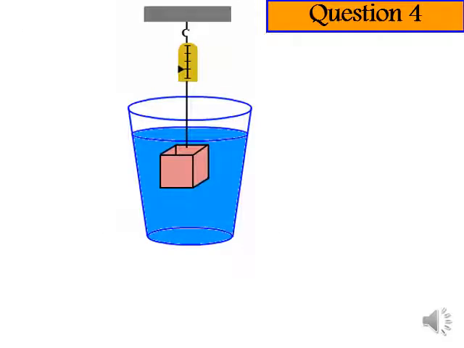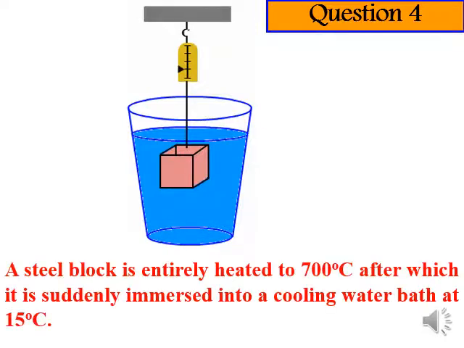Now the last question is a different situation of cooling a steel block. I just immersed the block in a huge bath of water, cool water. So now the cooling is coming from below. In the previous example, the cooling comes from the top. Now the cooling starts from below. So such steel block is entirely heated to 700 degrees Celsius, after which it is suddenly immersed into a cooling water bath at 15 degrees Celsius.